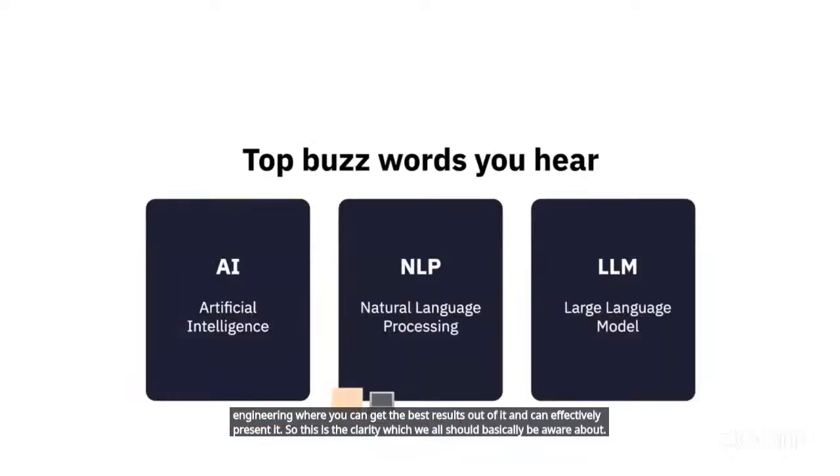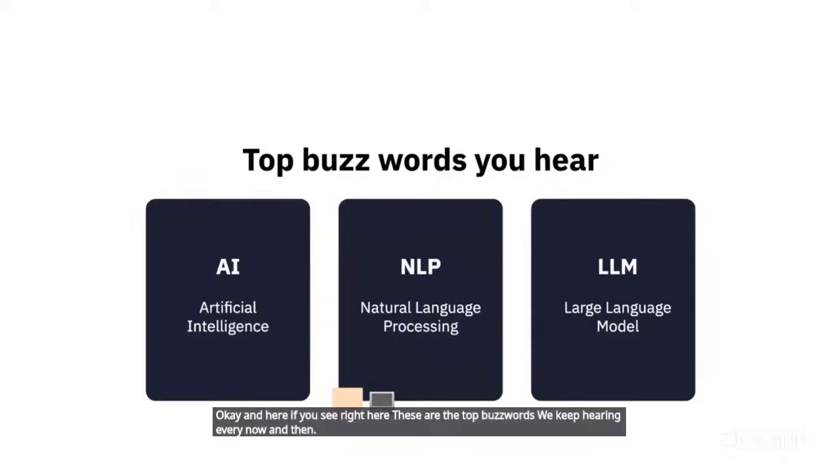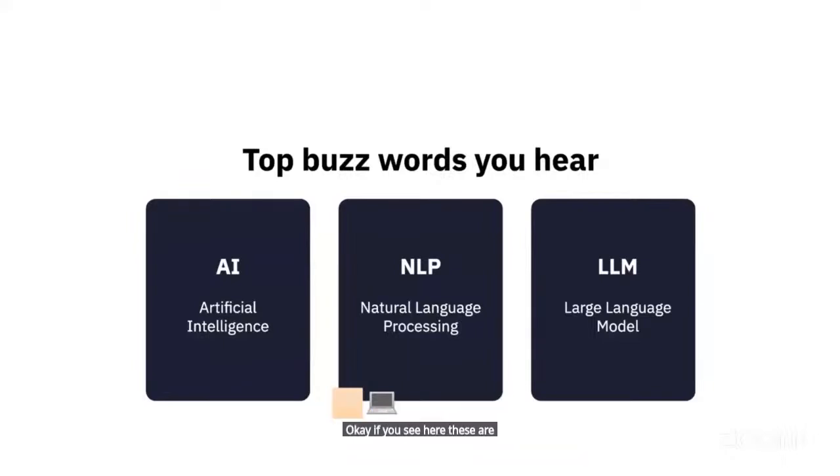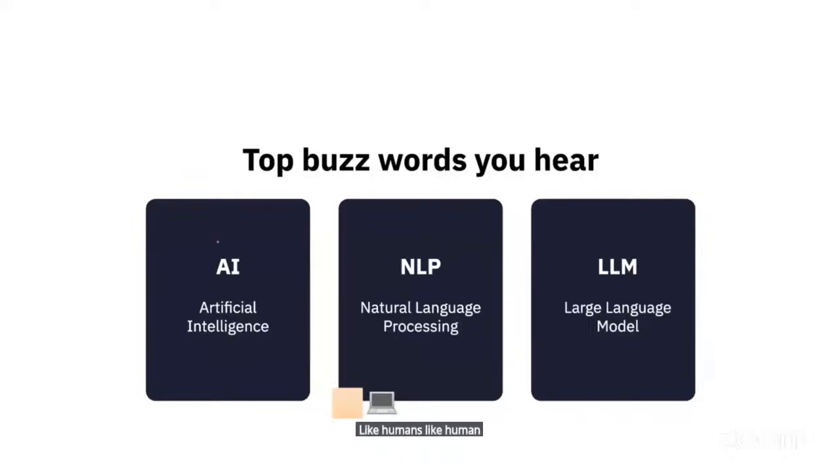And here, these are the top buzzwords we keep hearing every now and then. AI is a broad concept of machines and software that can think and learn like humans. Human-like intelligence is being transferred over here. That is artificial intelligence.